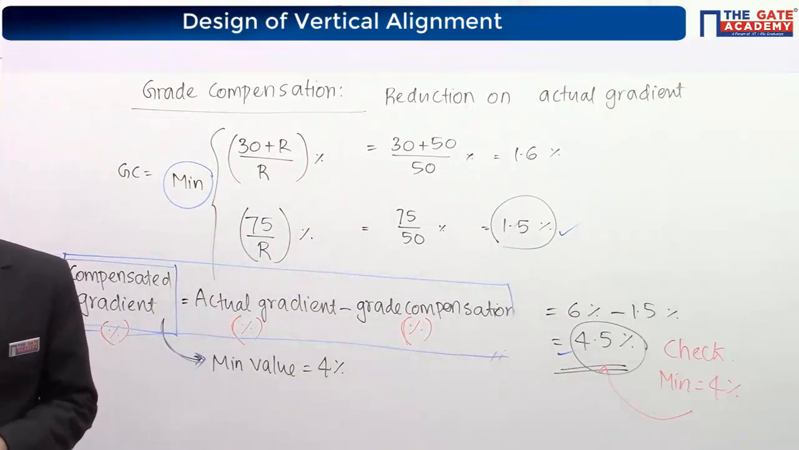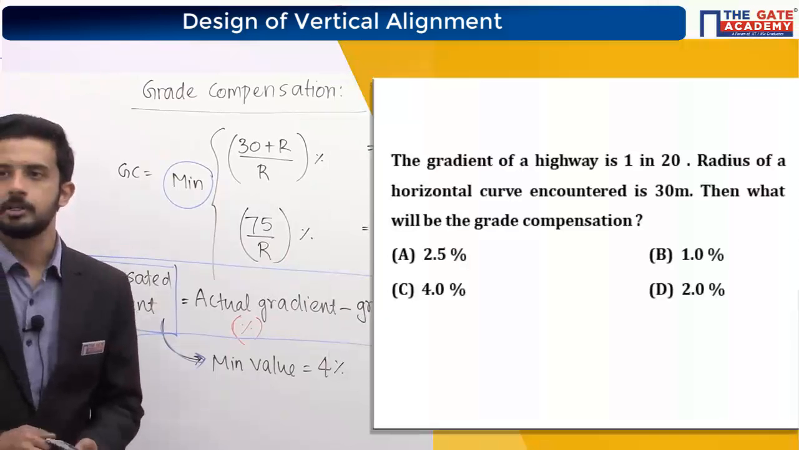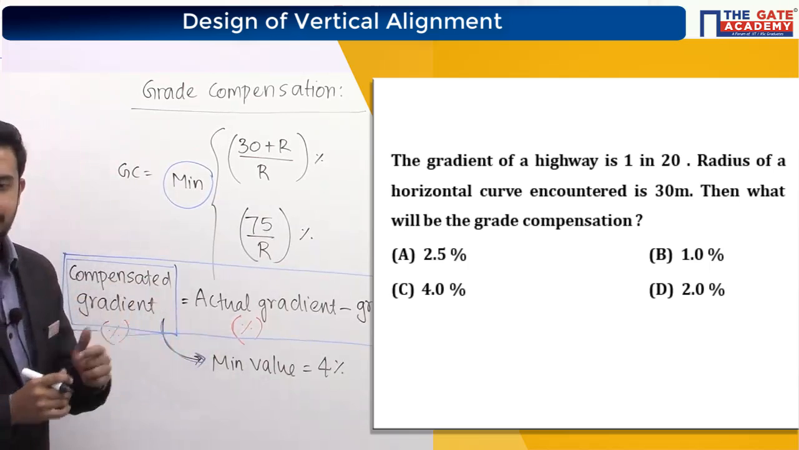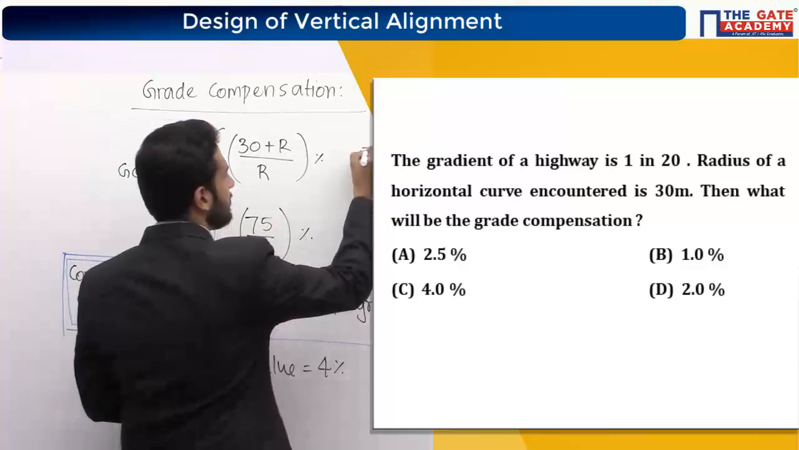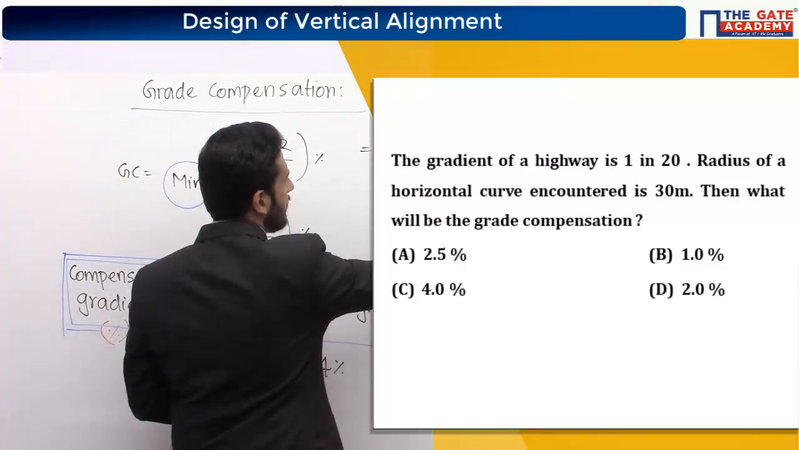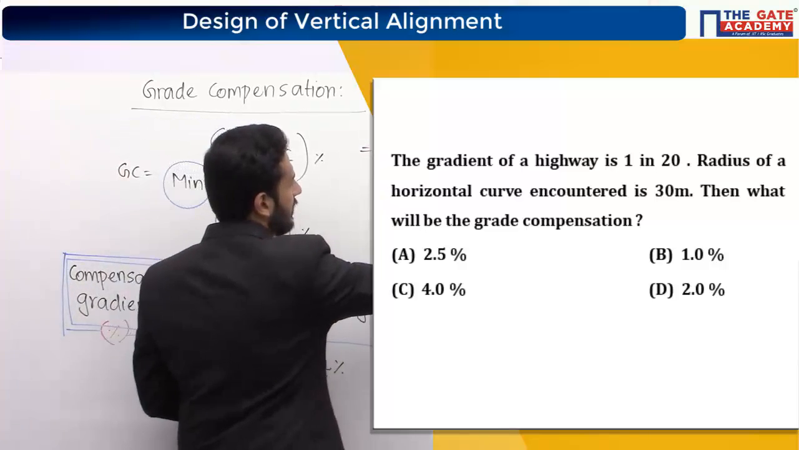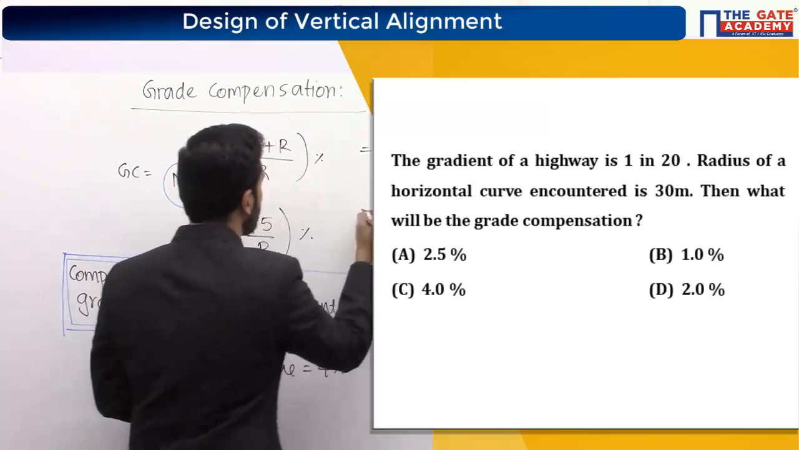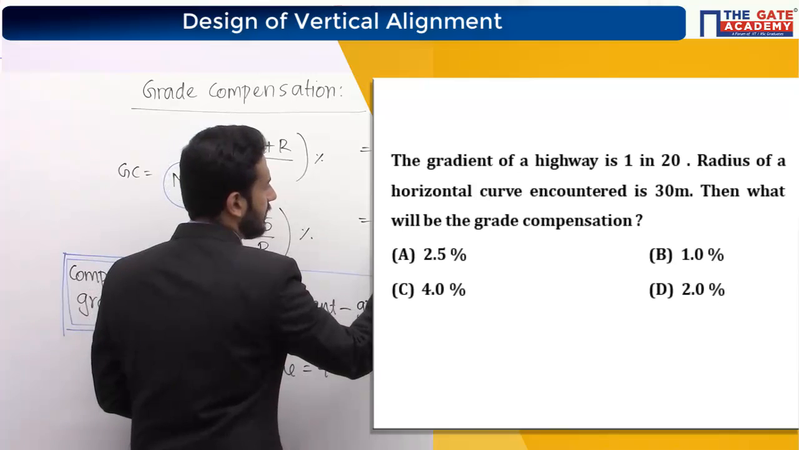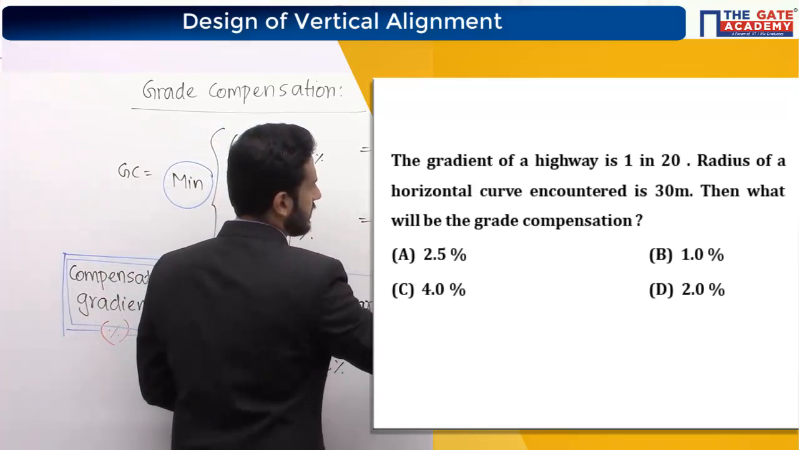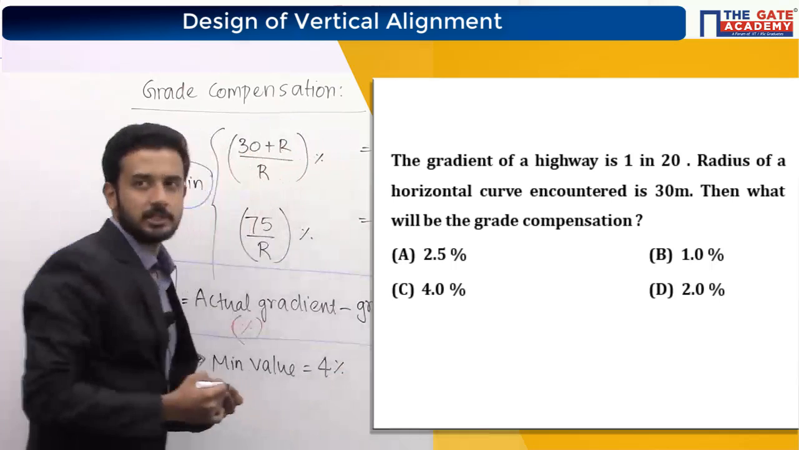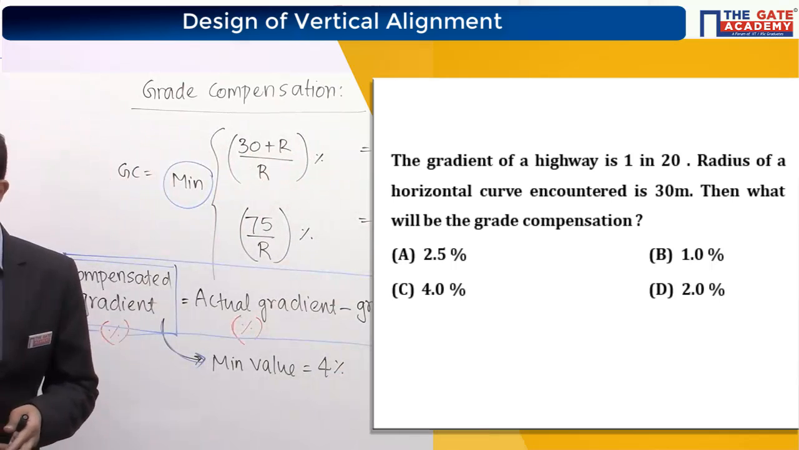Okay. Now take the next question. What will be the answer? The gradient of a highway is 1 in 20. What all things they told? Radius is 30 meter, which means 30 plus 30 by, everyone listen, which means 60 by 30, 2%, 75 by 30, which means it is 2.5%. How much you took? You took 2%. Correct? Now let's see.